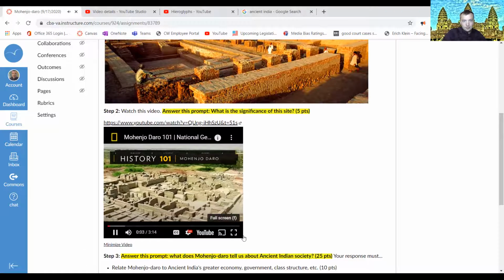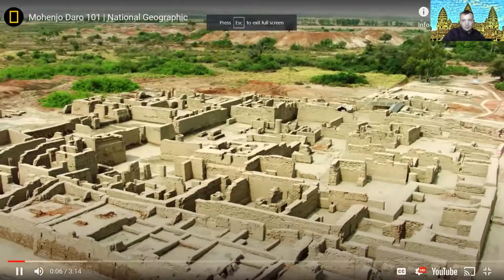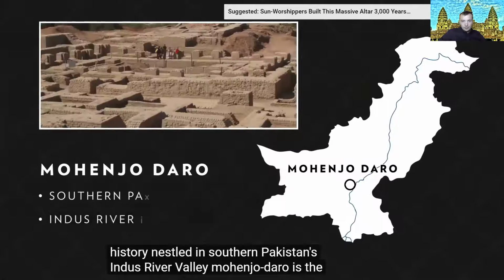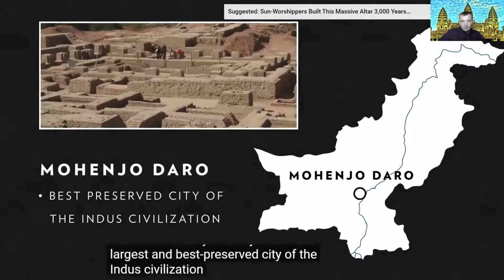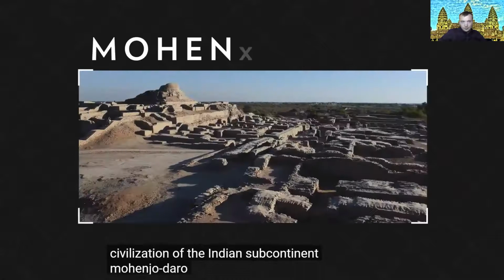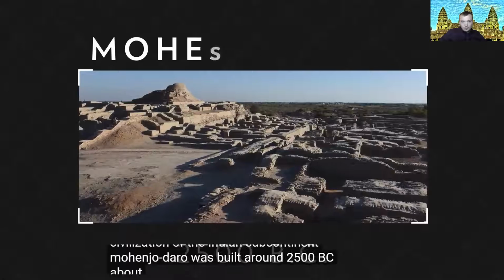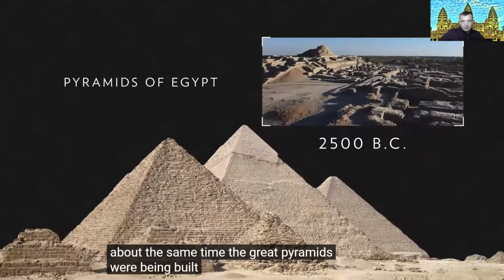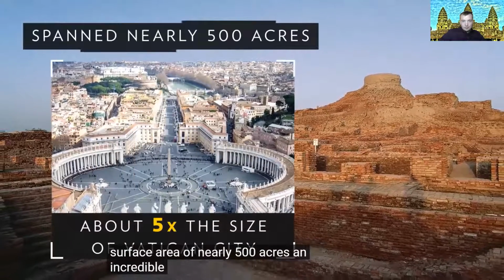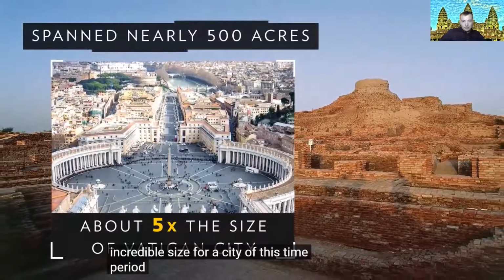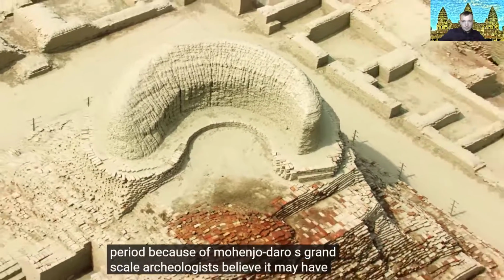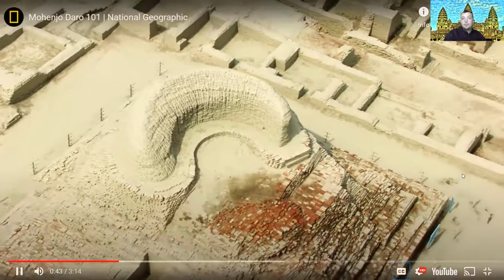The ancient city of Mohenjo-Daro is one of the first urban centers in human history. Nestled in southern Pakistan's Indus River Valley, Mohenjo-Daro is the largest and best preserved city of the Indus civilization, the earliest known civilization of the Indian subcontinent. Mohenjo-Daro was built around 2500 BC, about the same time the Great Pyramids were being built in Egypt, and it spanned a surface area of nearly 500 acres, an incredible size for a city of this time period. Because of Mohenjo-Daro's grand scale, archaeologists believe it may have served as a seat of power for the Indus civilization.